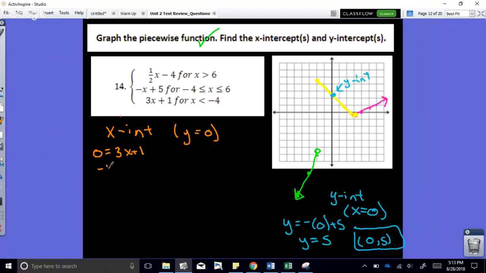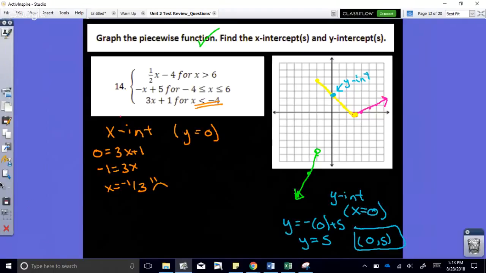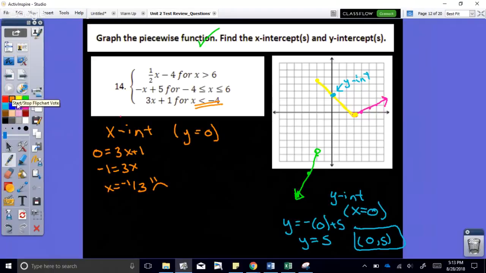If we subtract 1, we get -1 is equal to 3x, and we get x is equal to -1/3. So if we were to continue this line, the x-intercept would be -1/3. However, since we're only looking at this last line for x less than -4, and -1/3 is not less than -4, we can throw that out.